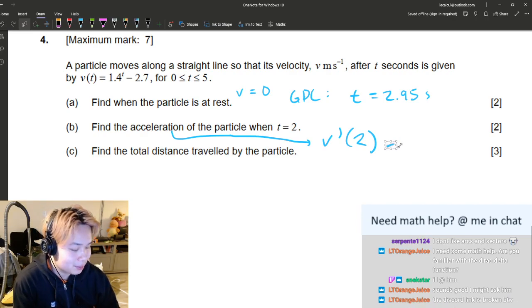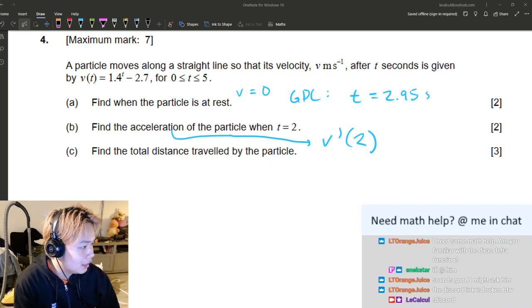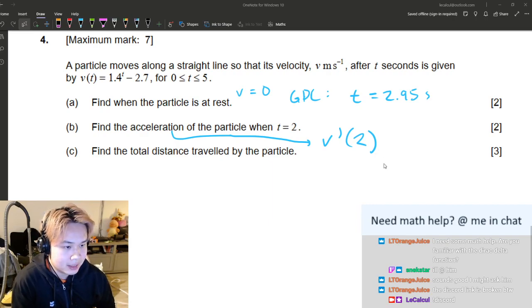The Discord link is broken? Oh, just do !_ Discord. And then here's the link. And it should be good. Let me know if it's not though.